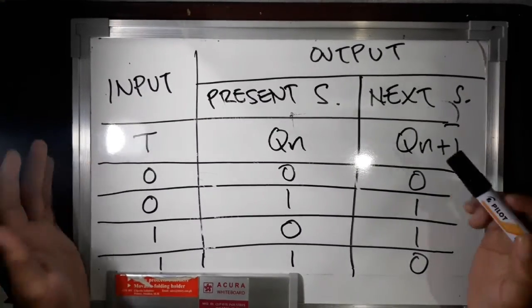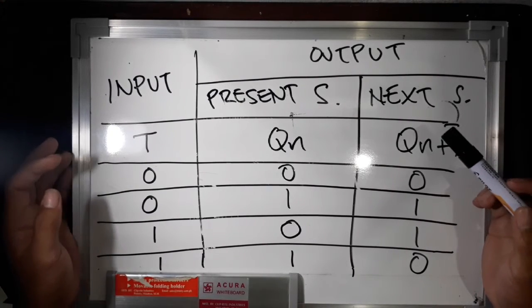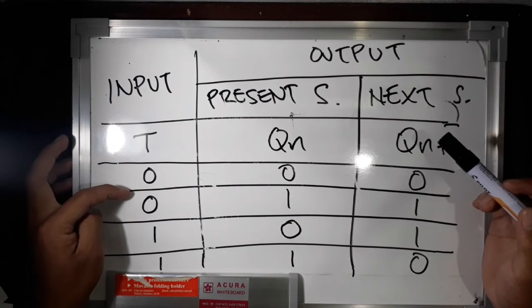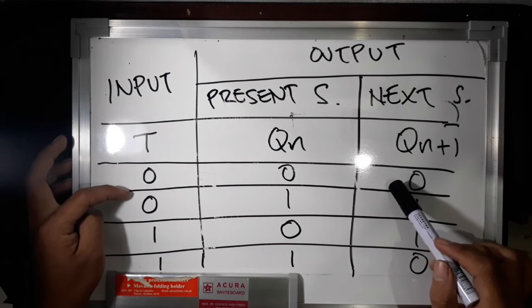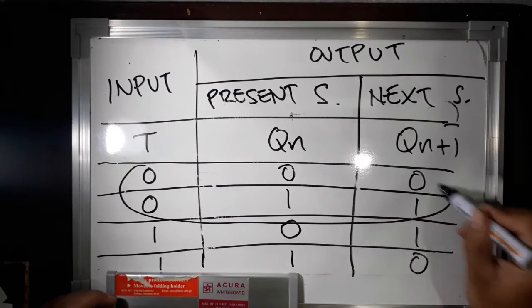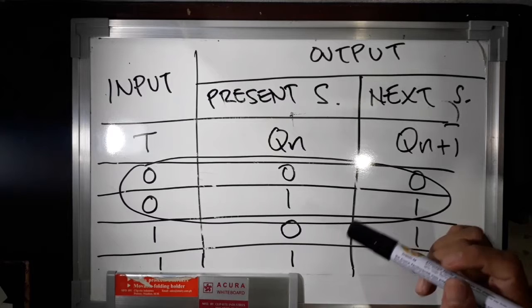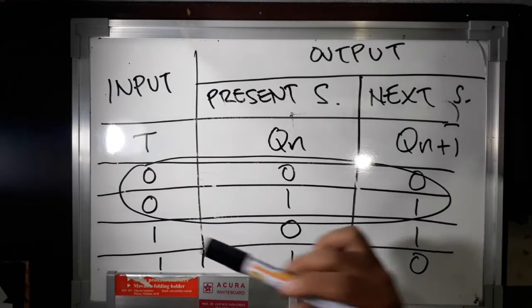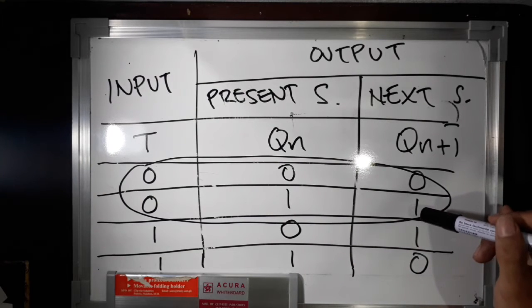All in all, when we go back to this table, we can see the operation of the T flip-flop. When the T input is low, that is 0, then the next state of the T flip-flop is always the same as the present state. Just like here: T equals 0 and present state equals 0, then the next state must be 0. T equals 0, present state equals 1, then the next state is also 1.